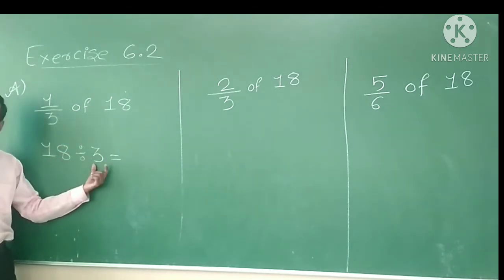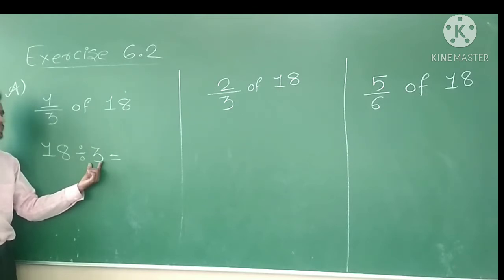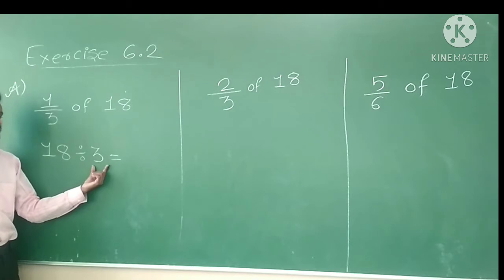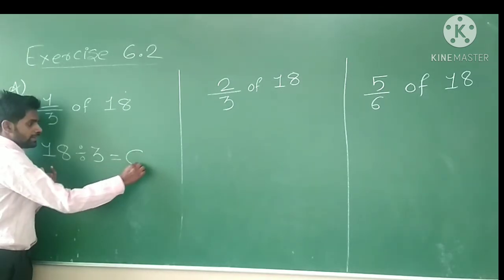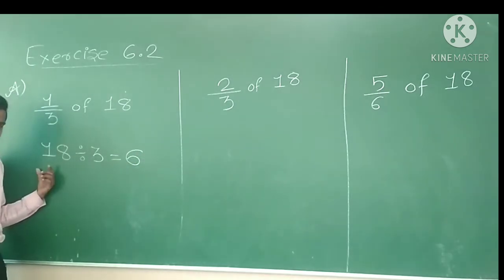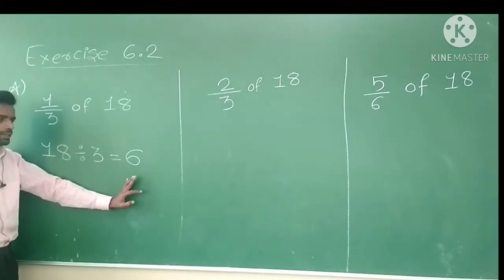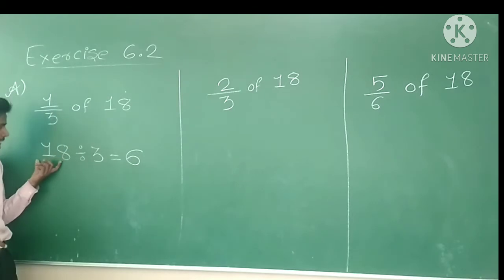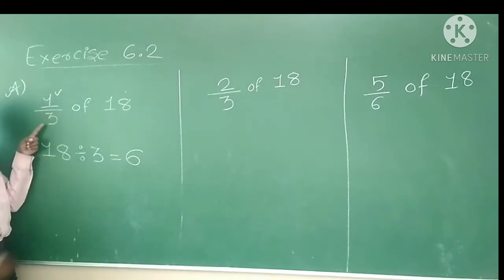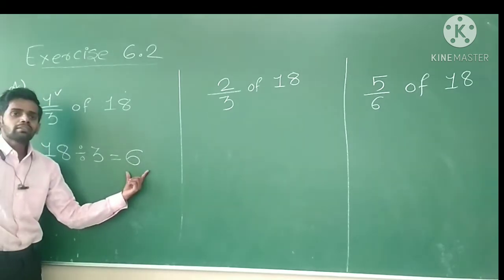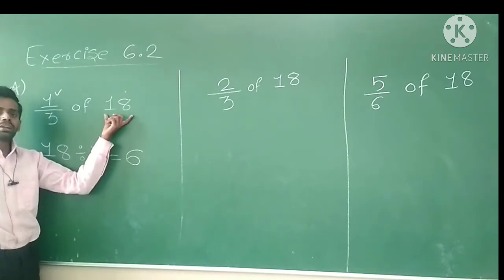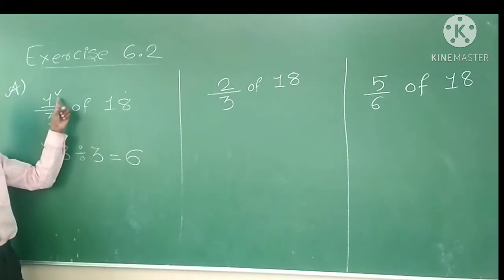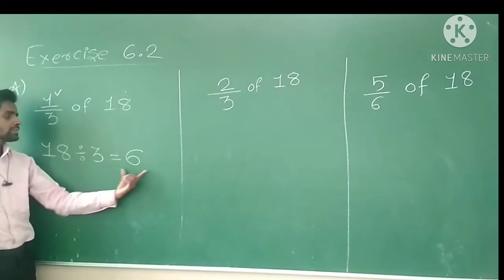Now 18 divided by 3 will be, speak the table of 3 up to 18. So 3 sixes are 18. We will write here 6. Done. So 18 divided by 3 is equal to 6. Now the numerator is 1. That means we have to select one part out of the 3 parts. Now each part has 6. When you divide this 18, you will get 6 as each part and we have to select only one part, so it is 6.